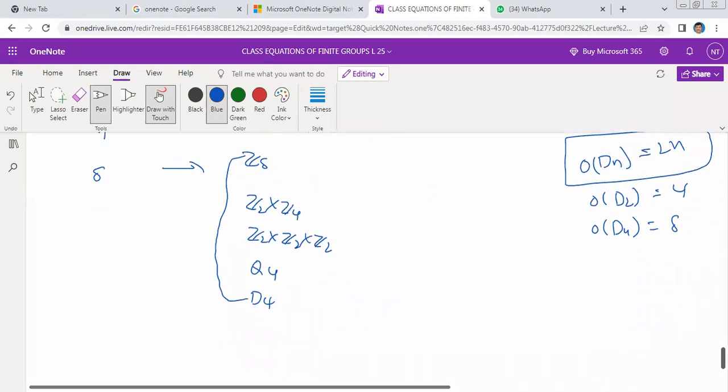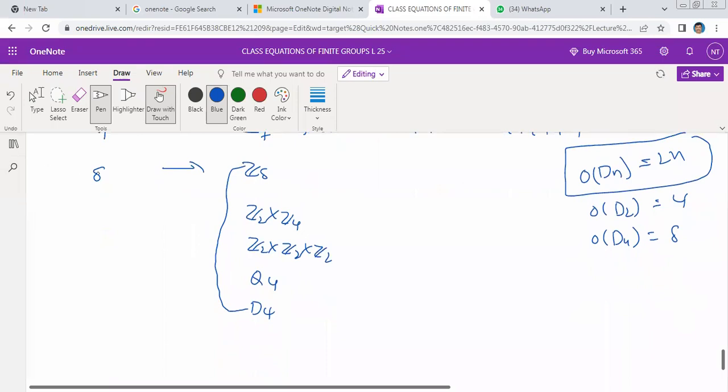It is an important one. You give the star mark. A group of order 8 is isomorphic to Z8, Z2 cross Z4, Z2 cross Z2 cross Z2, Q4 or D4.